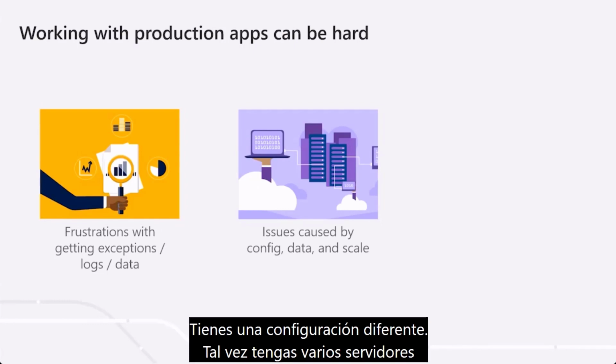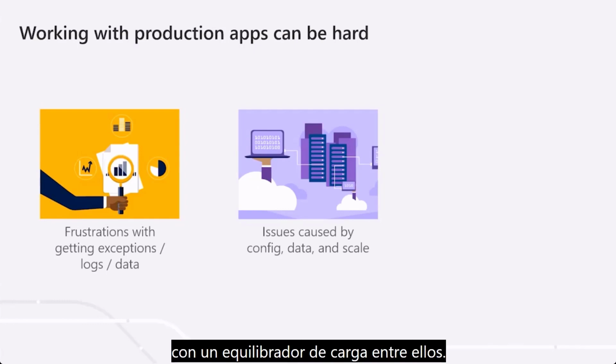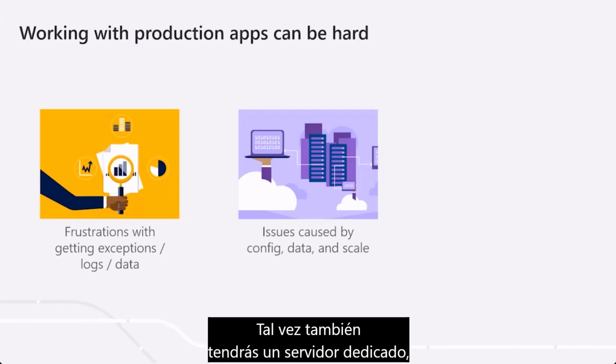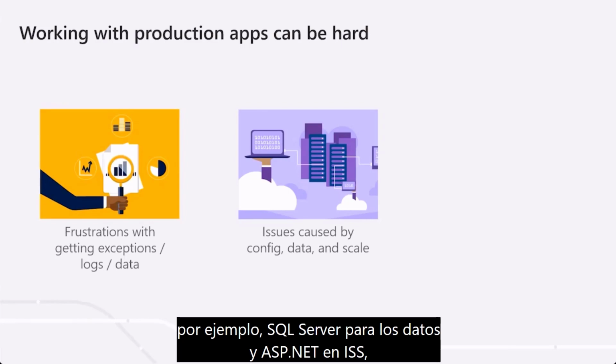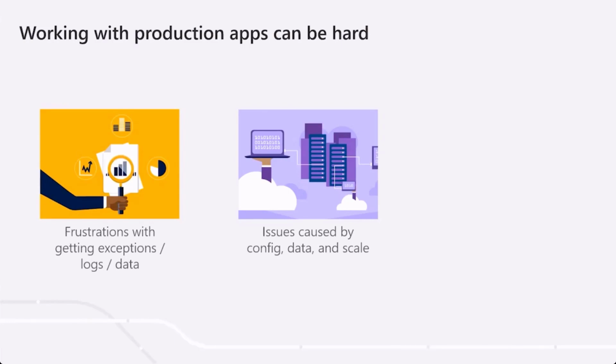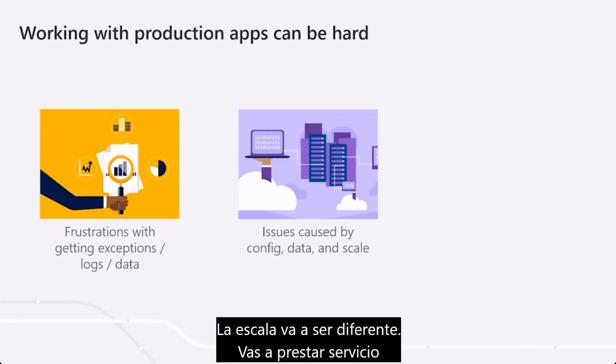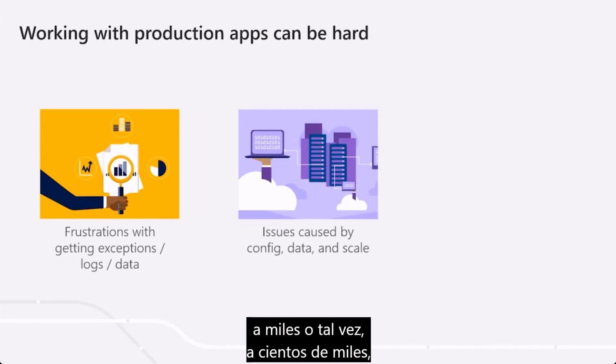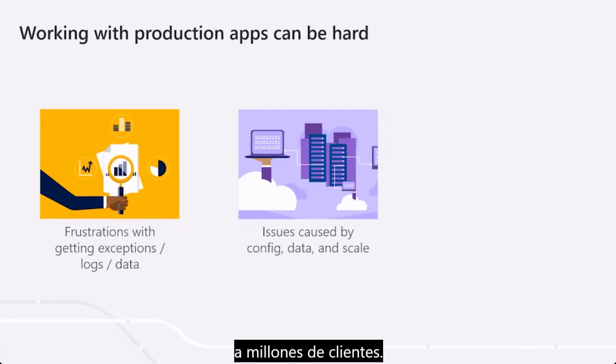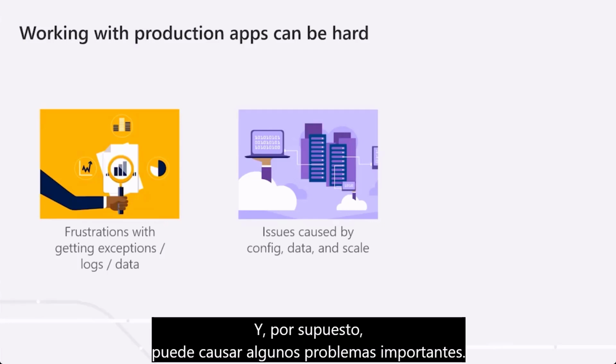Maybe you have multiple servers with a load balancer between them. Maybe you're also going to have some dedicated server, for example, SQL Server for the data and ASP.NET on IIS for the web application. The scale is going to be different. You're going to be serving thousands or maybe even hundreds of thousands, millions of customers. And of course, that can cause some big issues.